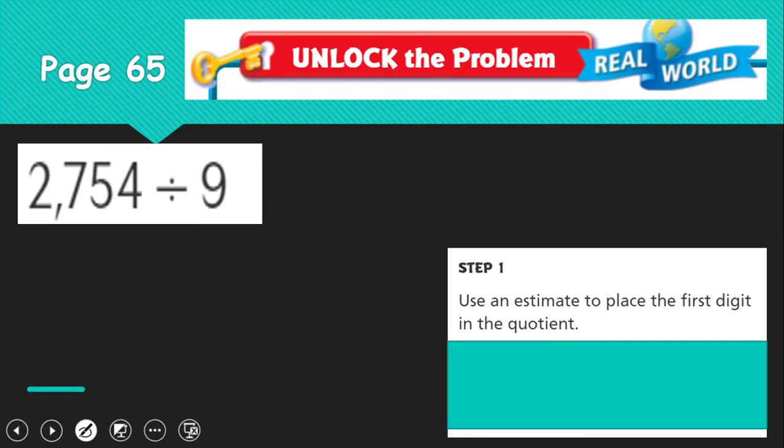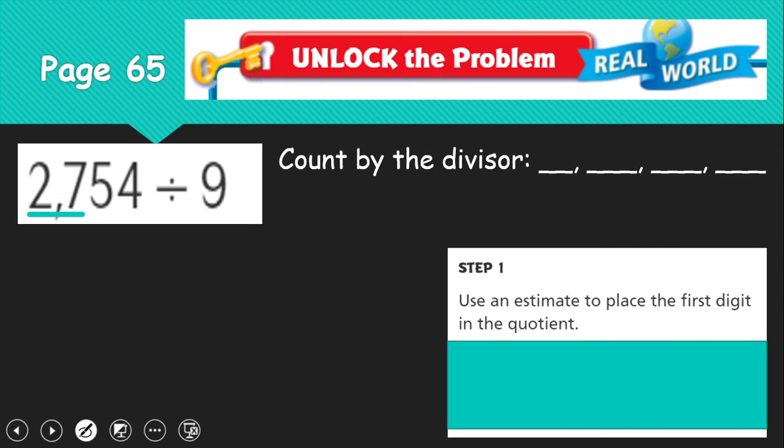So I have here my number, and I'm going to look at basic facts to help me round my 2,754. Now I'm going to count by my divisor. So I go by 9, 18, 27, 36. My bad, I'm skipping ahead. All right, so we're going to go ahead and look at this. Which one is closest to the first two numbers, 27? Awesome. You should see, obviously, it's the third one because it's exactly 27.